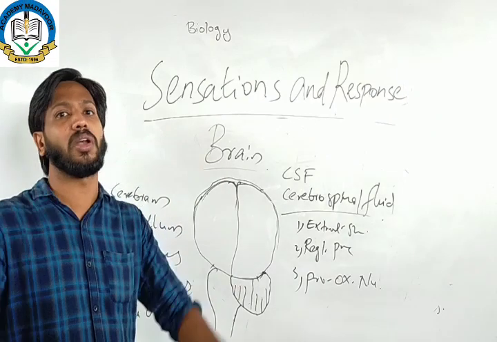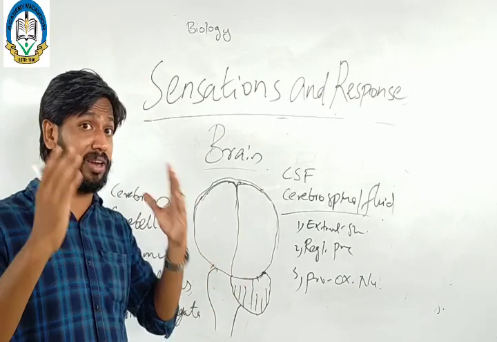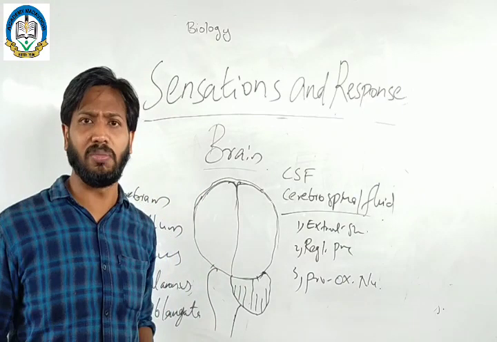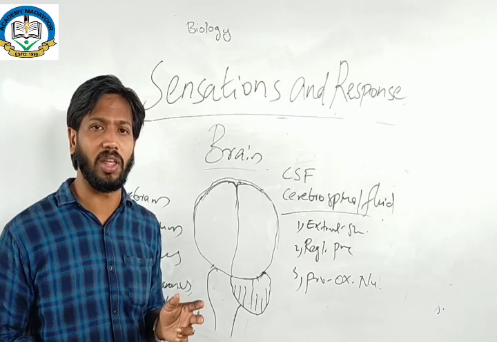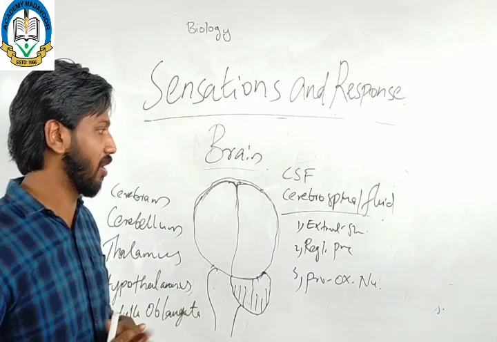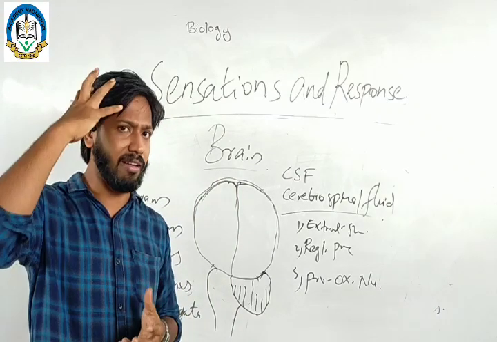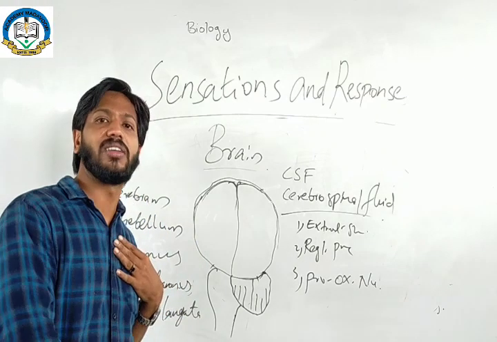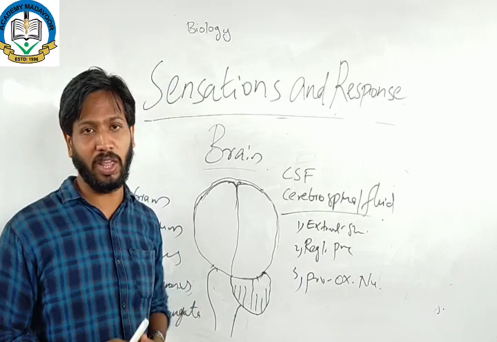Cerebrum is the largest part of the brain. Our brain has two hemispheres, the right hemisphere and the left hemisphere. The right hemisphere controls the left side of the body, and the left hemisphere controls the right side of the body. Once again I am repeating, our brain has two hemispheres, right and left. The right hemisphere controls the left side of our body, the left hemisphere controls the right side of our body.